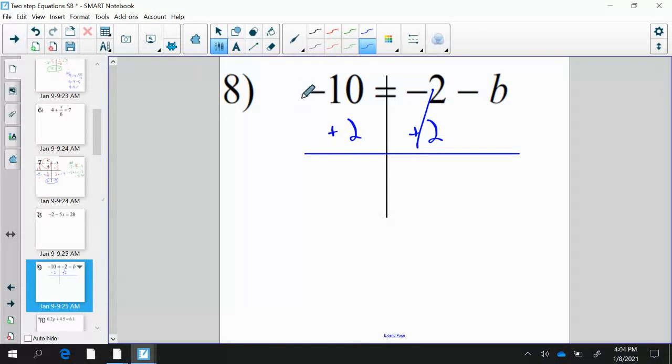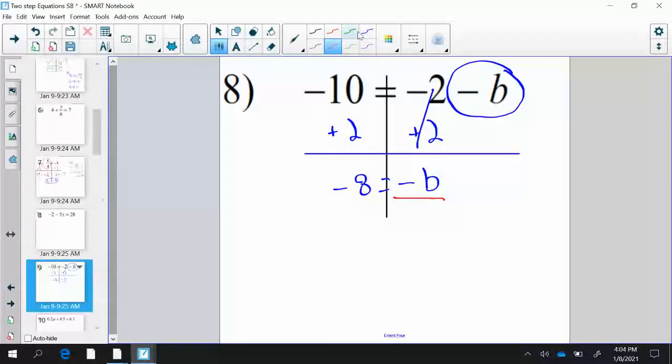So that goes away. Negative 10 plus 2 is a negative 8. Here's the tough part. That's not a b. That looks like the letter b. That is a negative b. We have to bring down that negative. And from here, this answer is not done. It looks like it's done, but it's not.